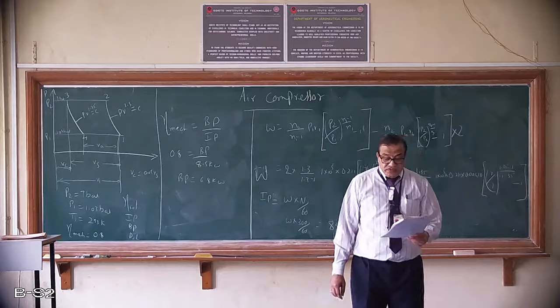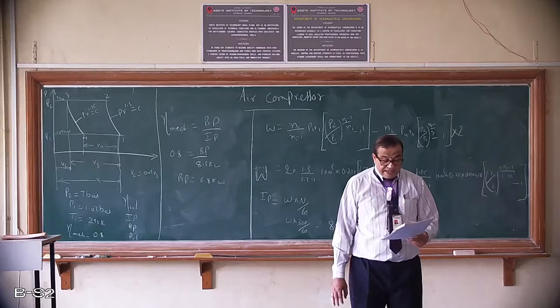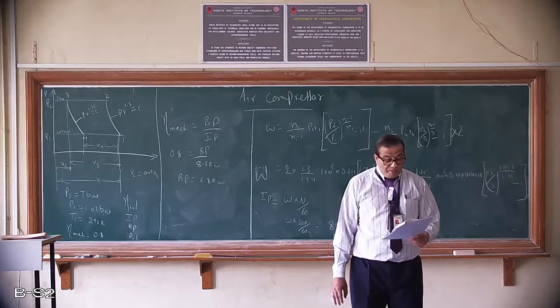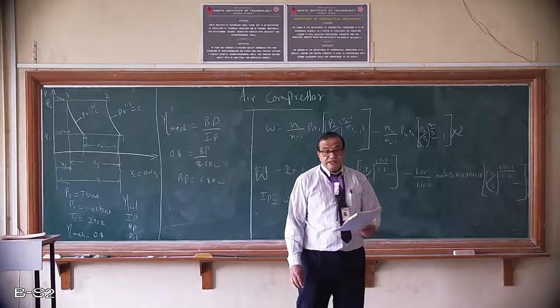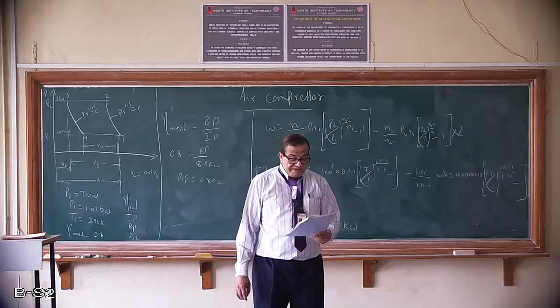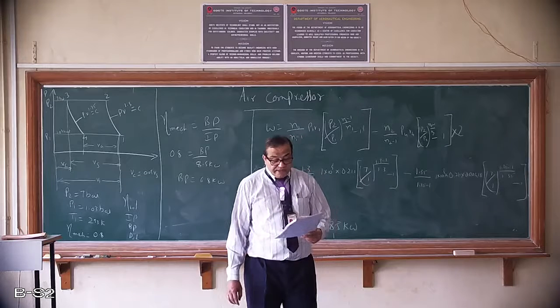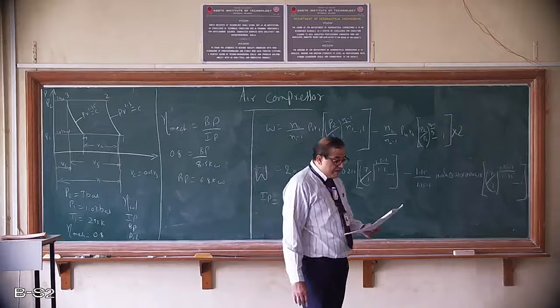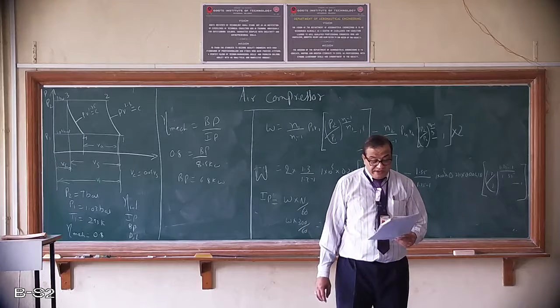The clearance volume of the low pressure compressor is 4% of the stroke volume. The compressor delivers 3 meter cube per minute at 1 bar and 25 degree Celsius.